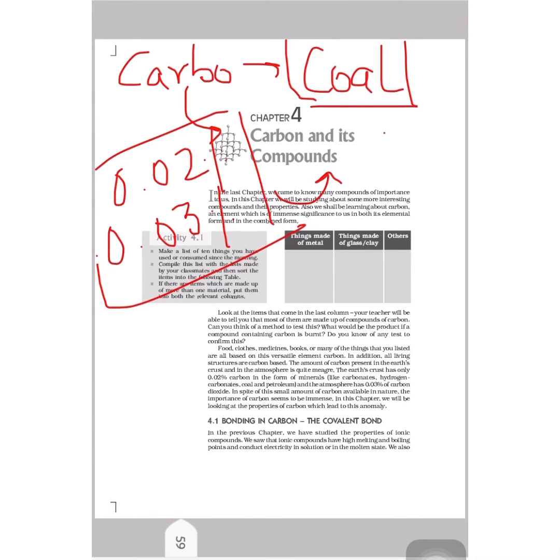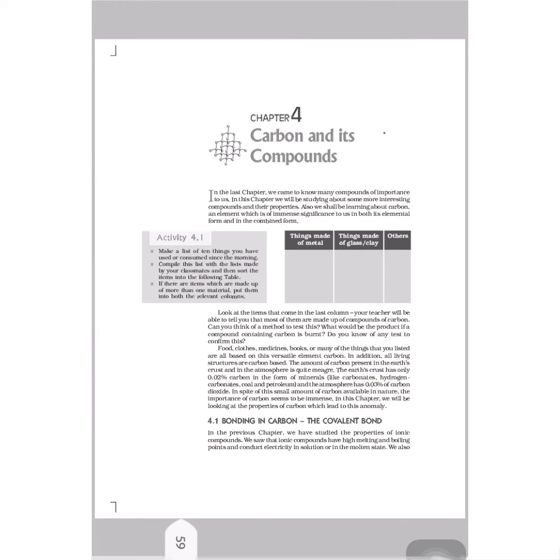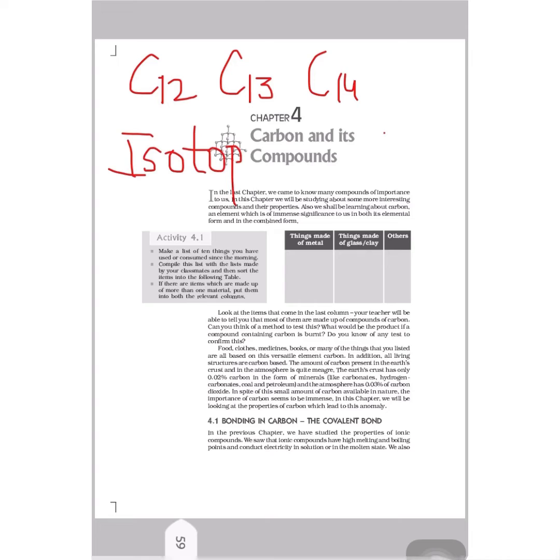So next we have various isotopes of carbon available in our surroundings. C12, then we have C13 and C14. These are all isotopes of carbon. Now the question is, what is isotopes? Isotopes are the elements which are having same atomic number but different mass number.